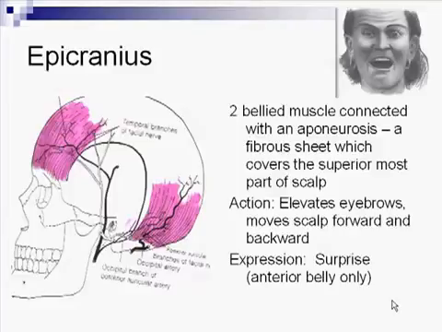If you put your hand on top of your scalp and do that same action, you should be able to feel a little bit of movement on your scalp. An aponeurosis, again, is a fibrous sheet. If you were to open your palm of your hand, stretch it out, the palm of your hand, that is also an aponeurosis.